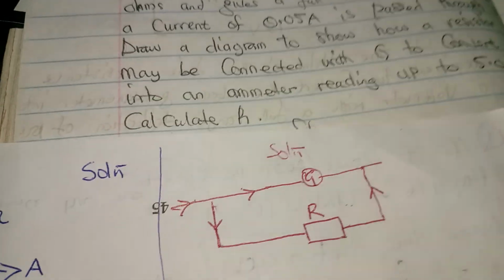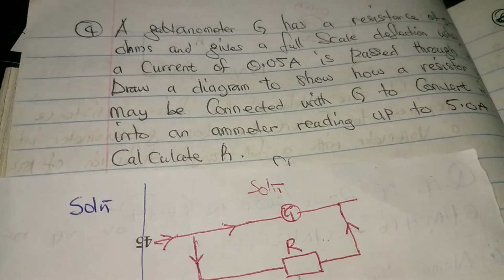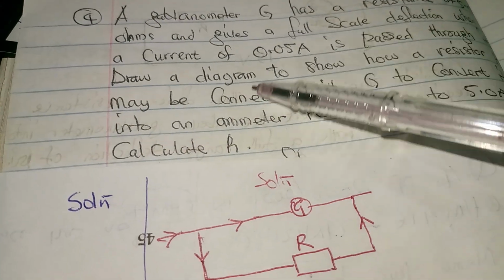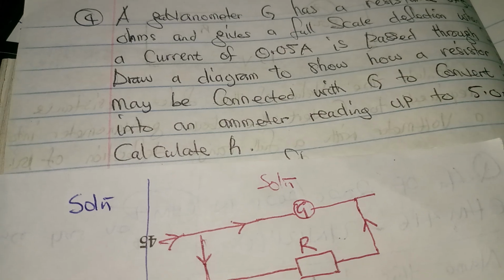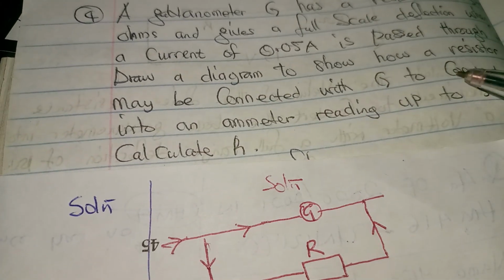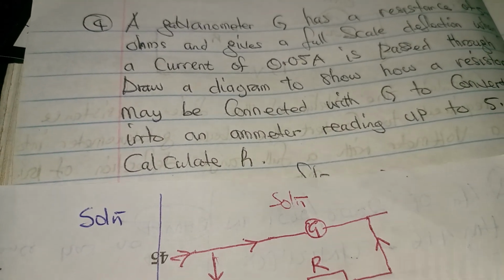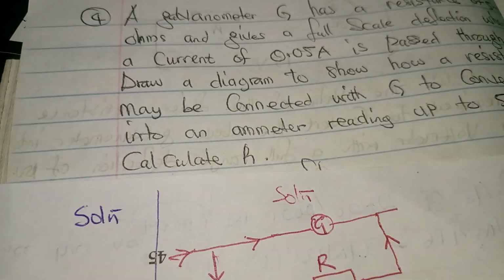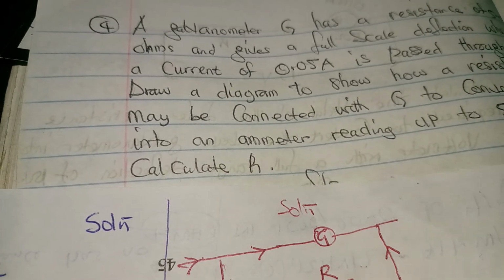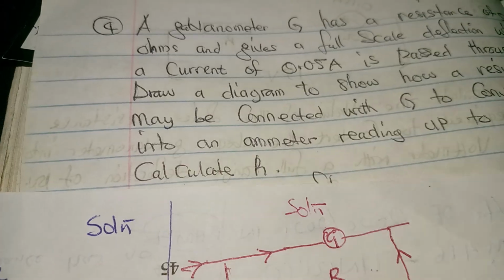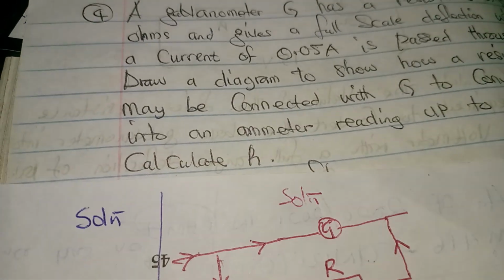So the next thing now, let's read the question again. We are asked to draw a diagram to show how a resistor may be connected with G. This is the resistor connected with G. That's done. You have gotten your first solution.